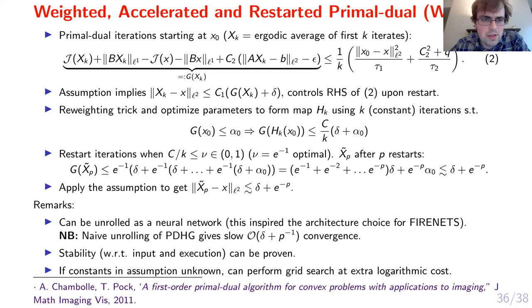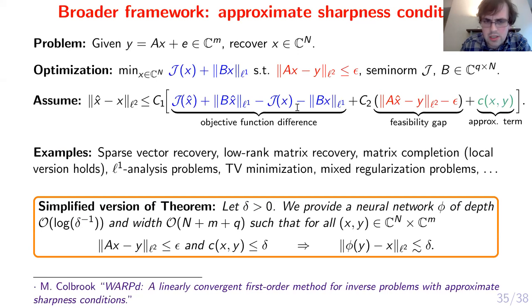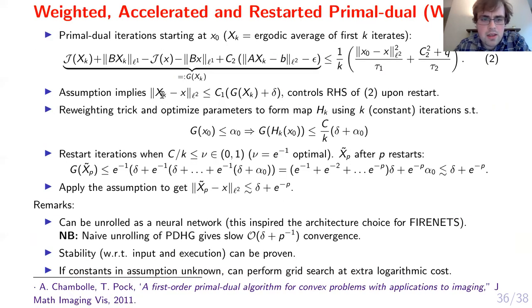So the difference in the objective function, okay, so this is objective function of xk minus objective function of x, plus the feasibility gap, is bounded by something here that I'm going to explain in a minute, and then a term that decreases as 1 over k. Okay, so this is how close you are to the desired vector x with your starting vector x naught. Tau 1 and tau 2 are just the proximal step sizes in this particular algorithm. And then you have something here which you can control in terms of the constants that appear in that approximate sharpness condition.